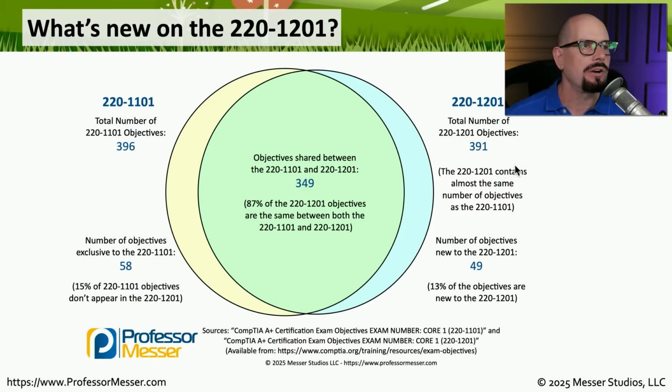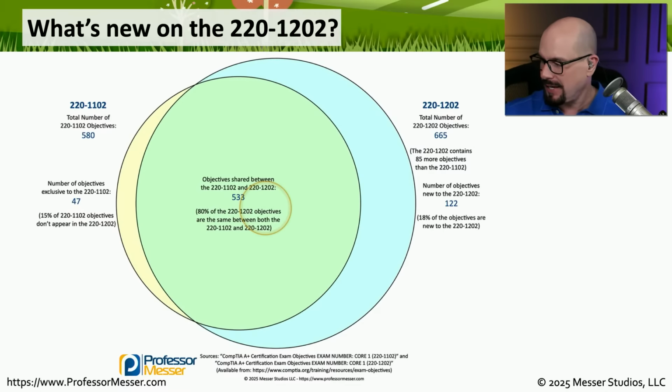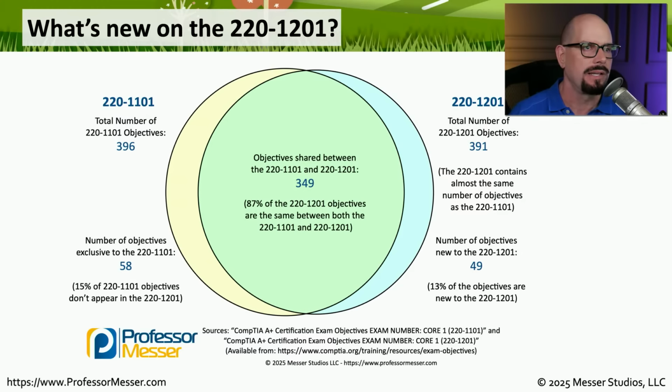The number of objectives that are on the 1101 that do not show up on the 1201 is 58. The number of objectives new on the 1201 is 49. That's not very much. 13% of the objectives are new. And when you're expecting 30%, that's a big difference. That's a very small number. And so what we get is this big green piece in between these two circles, which means that 87% of the exam is exactly the same exam objectives.